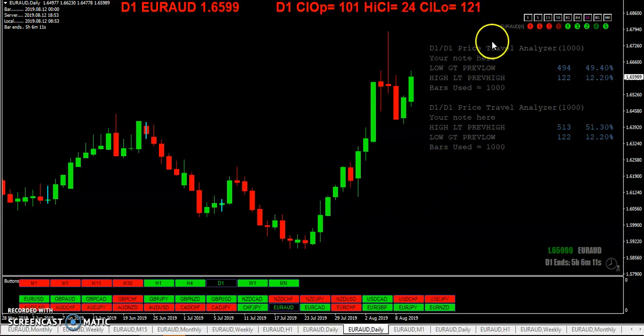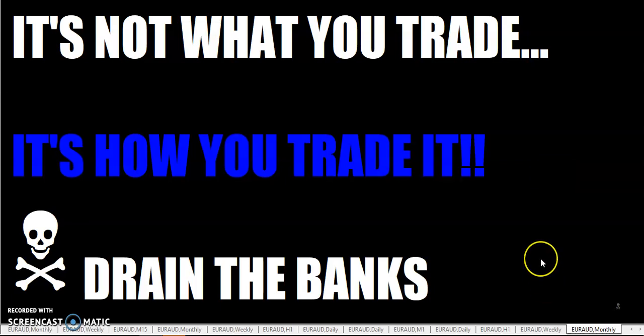But anyway, main point being this is part of the package, but you don't need to have these indicators. You can keep stats yourself. You can use your eyeball and say, hey, you know what? I can see it. If you can't see it, then how can you trade it, right? And when I say see, not necessarily with your eyes, but in your mind. If you don't see how it works, it's probably not going to work for you. Because remember, fellow traders, it's not what you trade, it's how you trade it. So go out there and continue draining the banks this week.